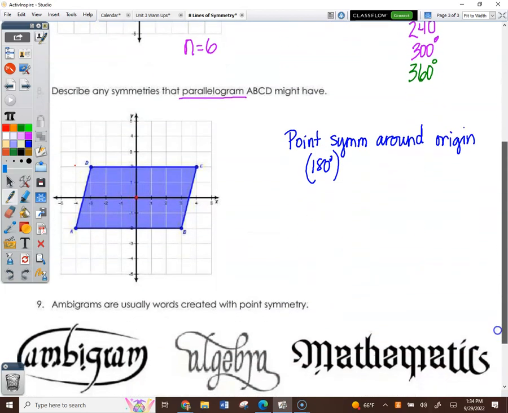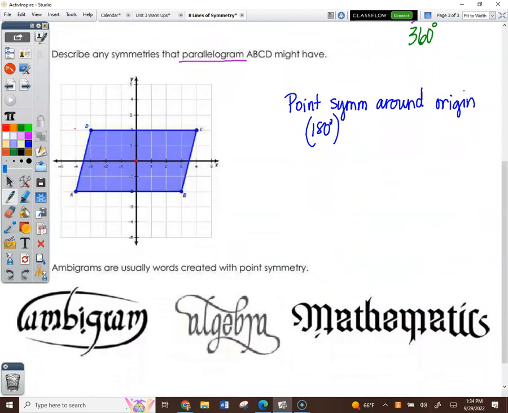All right. The next question is not a question at all. This is where math is used in the real world. Please look at these shapes. These are ambigrams. This says algebra. This says mathematics. Now turn your paper upside down. That ain't real. Come on, that's crazy.